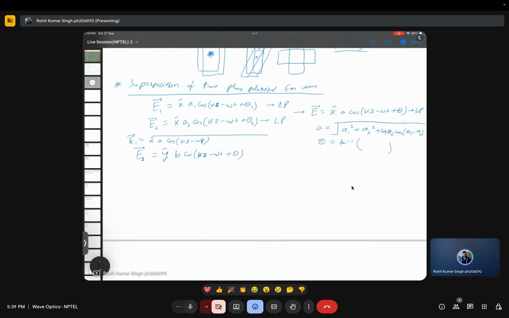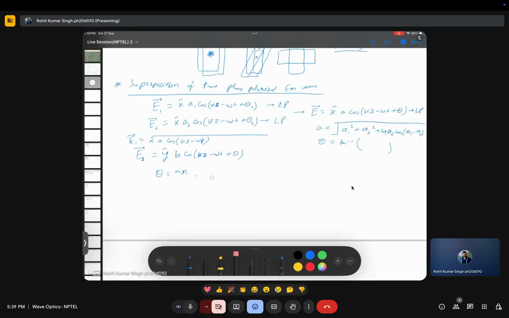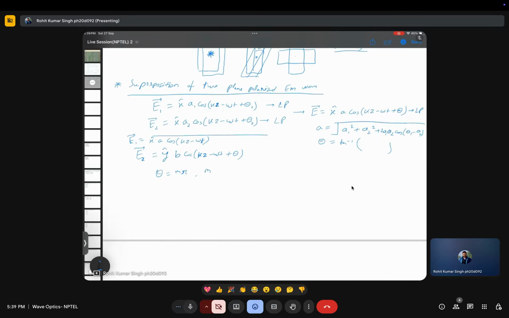so you can see, there can be two conditions. So it all depends on the theta. Okay, so if theta is a multiple of pi, m pi, where m is equal to 0, plus minus 1, plus minus 2, or like this, then the resultant wave that you will get is also linearly polarized.